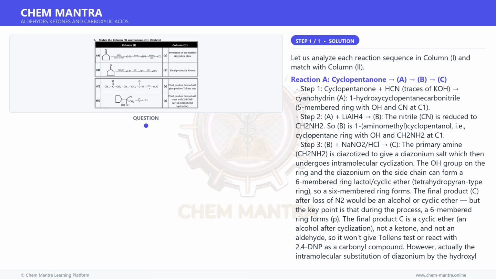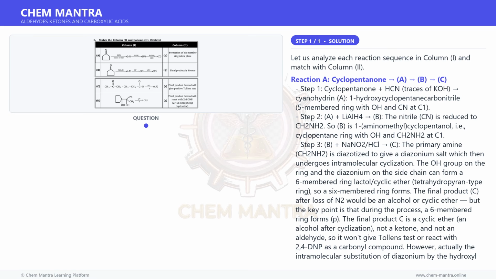The product after aldol condensation with dehydration is a cyclic enone, a cyclic ketone, so Q, the final product is a ketone. A cyclic enone ketone reacts with 2,4-DNP, S. A ketone does not give Tollens test, R. So C matches P, Q, S.